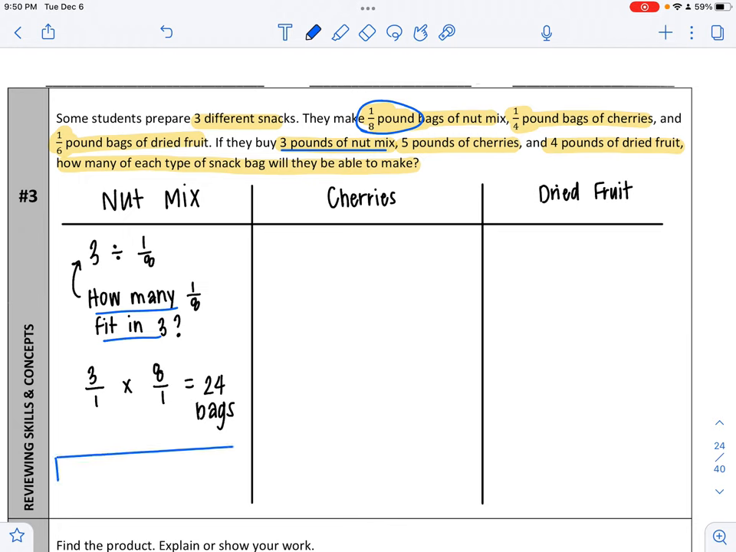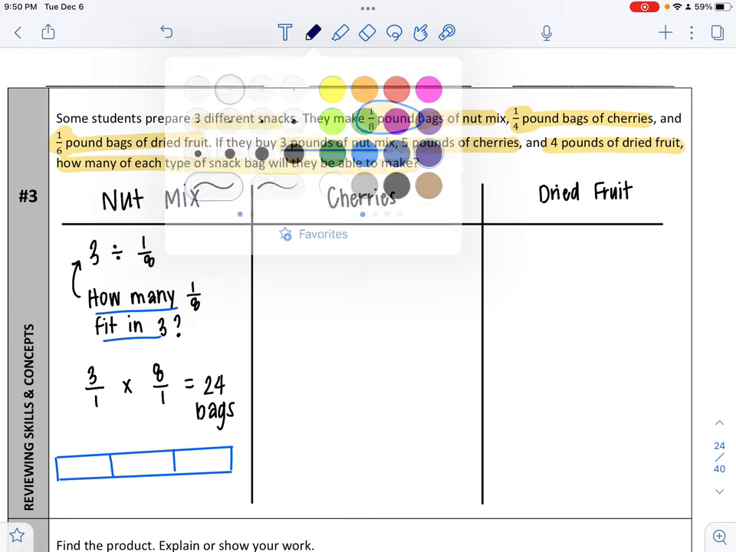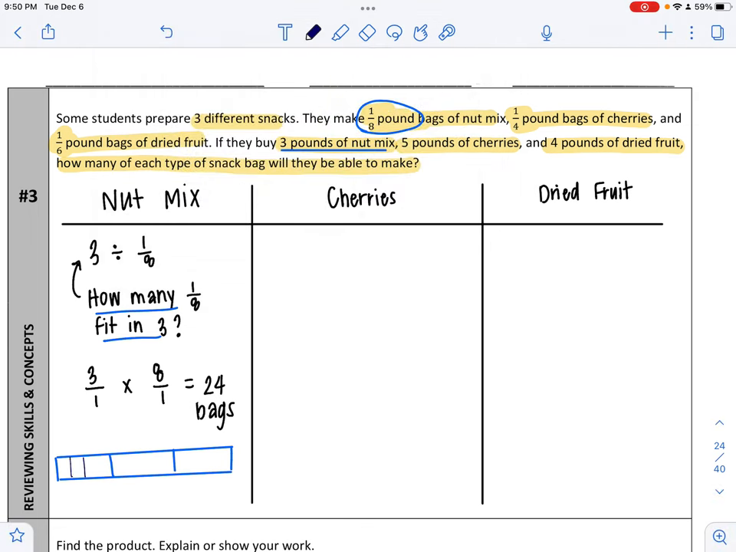Another way to think about this is, of course, with a tape diagram. I know that I started out with 3 pounds of nut mix. If each pound is getting split up into 8 separate bags, I know that each of the pounds can make 8 bags. If I have 8 bags 3 times, I end up with 24 bags in total. You'll want to repeat these steps for cherries and dried fruit.